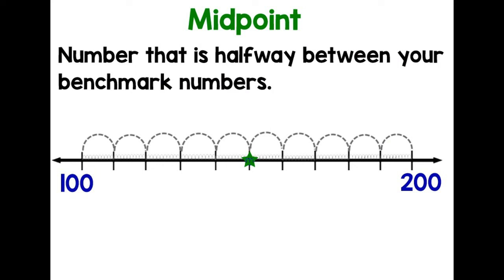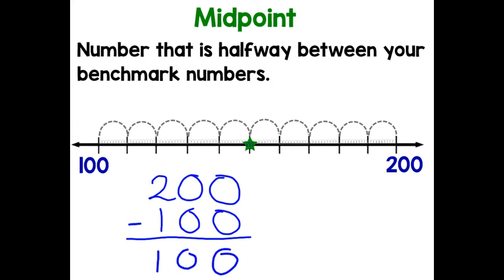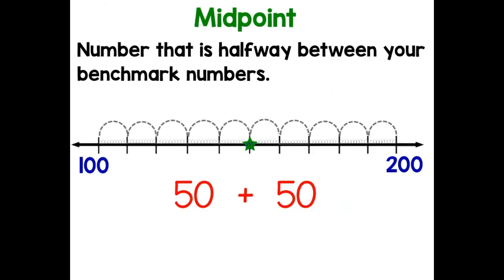So the midpoint is the number that is halfway between our benchmark numbers. Our benchmark numbers are our groups of 100. The difference between 200 and 100 is 100. What that means is that there are 100 numbers on this number line. So this is what it would look like if we zoomed in. 50 plus 50 equals 100. So half of 100 is 50. And since we started with 100, that means our midpoint is 150.